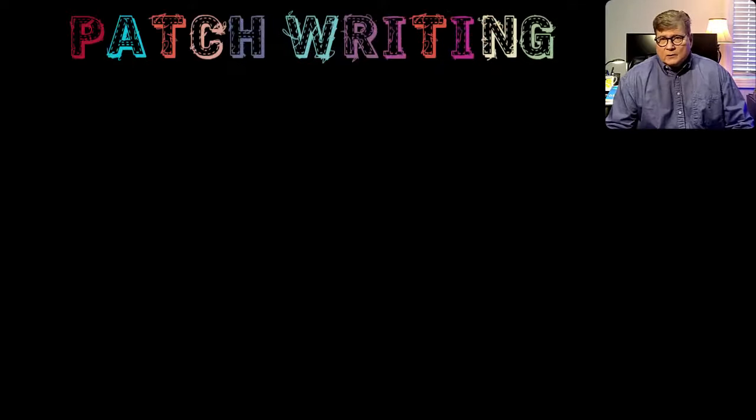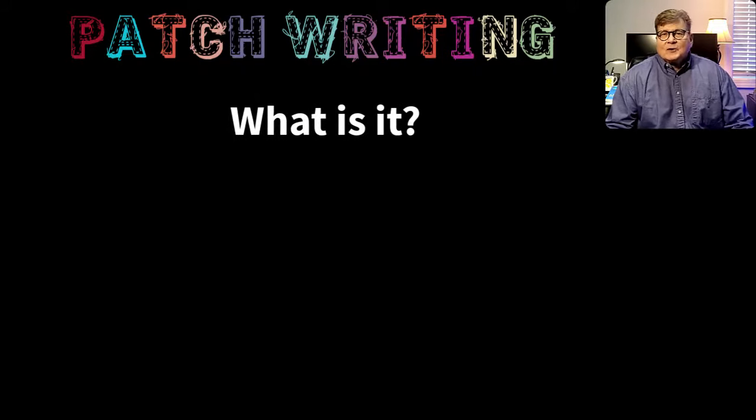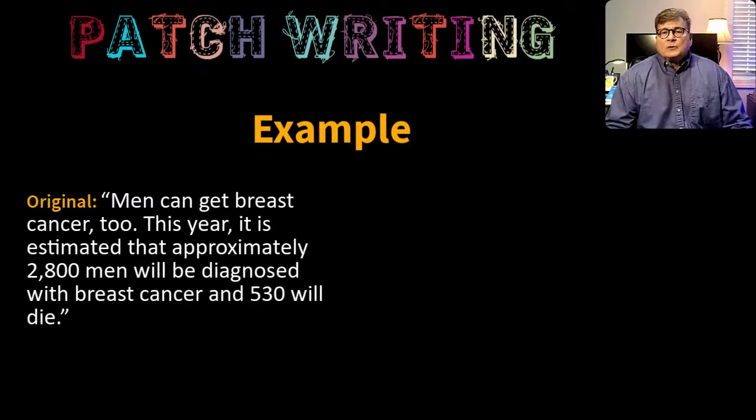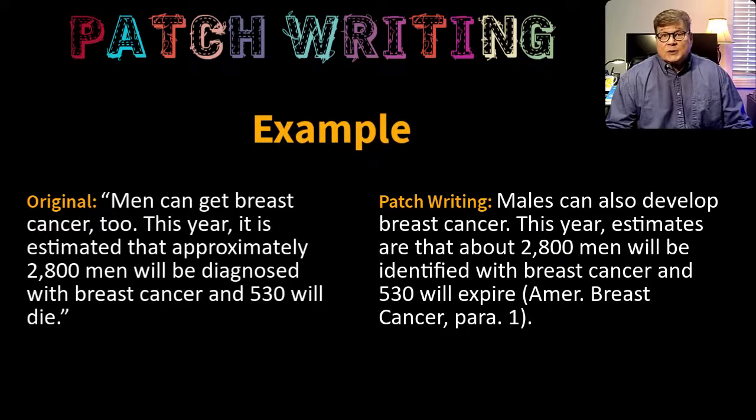Okay, finally, an important trap to avoid when paraphrasing is called patch writing. Patch writing refers to keeping the same basic sentence structure of the original while merely substituting synonyms for some of the words in an attempt to create enough difference between the original and the new sentence. For example, here is the original passage followed by a patch-written version of it. Notice how words in the original are replaced with synonyms, yet the original sentence structure remains the same.